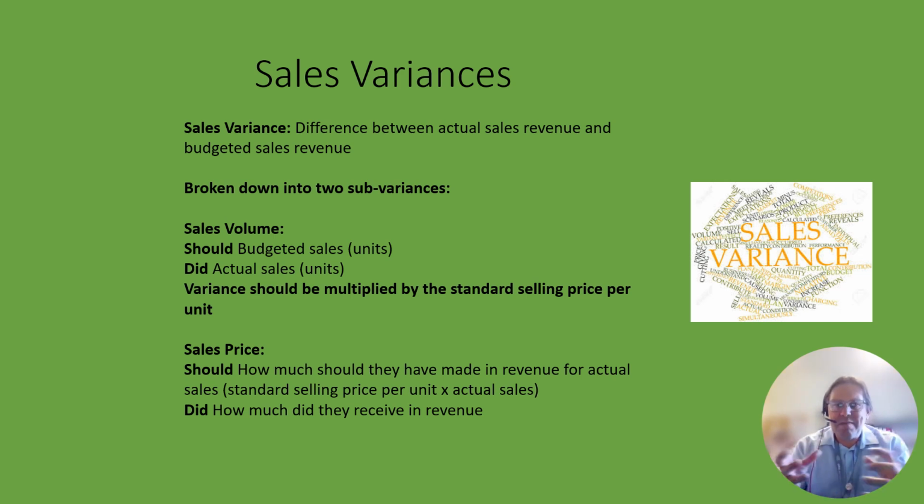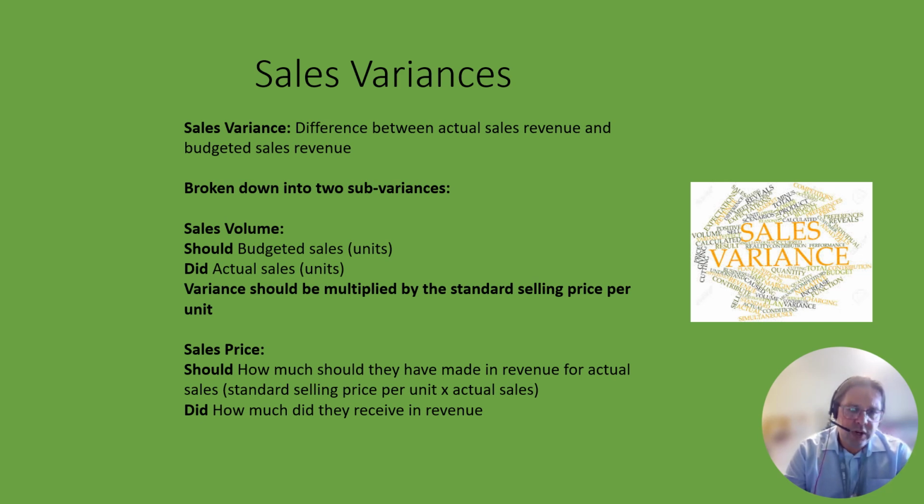Think of volume as an amount of activity, and the did is the amount of units we actually sold. So we get a difference in units. Unlike the cost variances, the higher the sales variance, the better. So a favorable variance will be a higher amount of units, and we multiply that by the standard or budgeted selling price per unit. Some of those figures you'd have to calculate within the question.